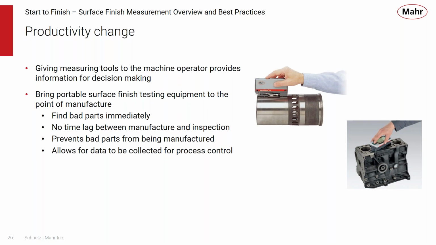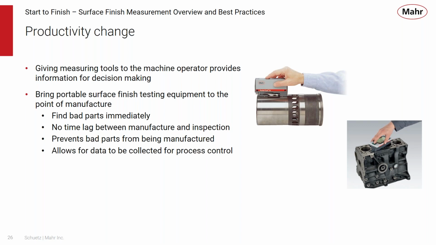So there's really a productivity change going on now, where we're giving measuring tools to the machine tool operator to provide information for decision making right at the point of manufacture. So we're bringing portable surface finish testing equipment to the point of manufacture so that we can find bad parts immediately. There is no lag time between the manufacturer and the part inspection.